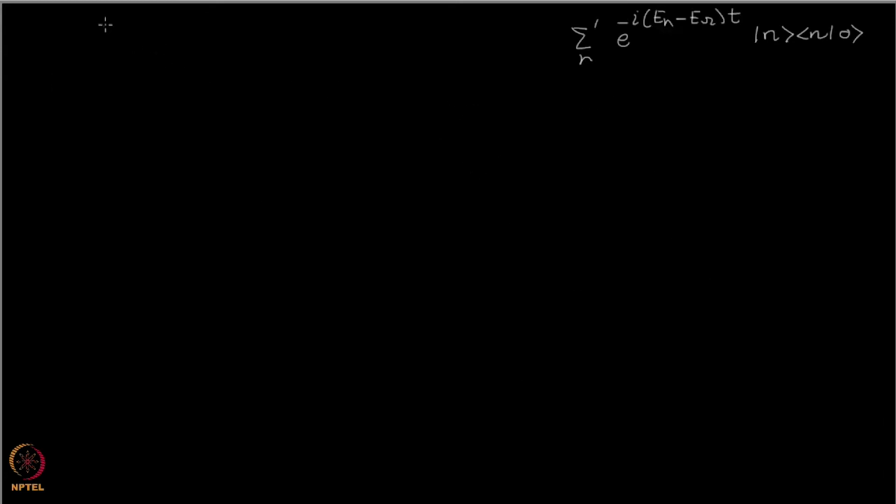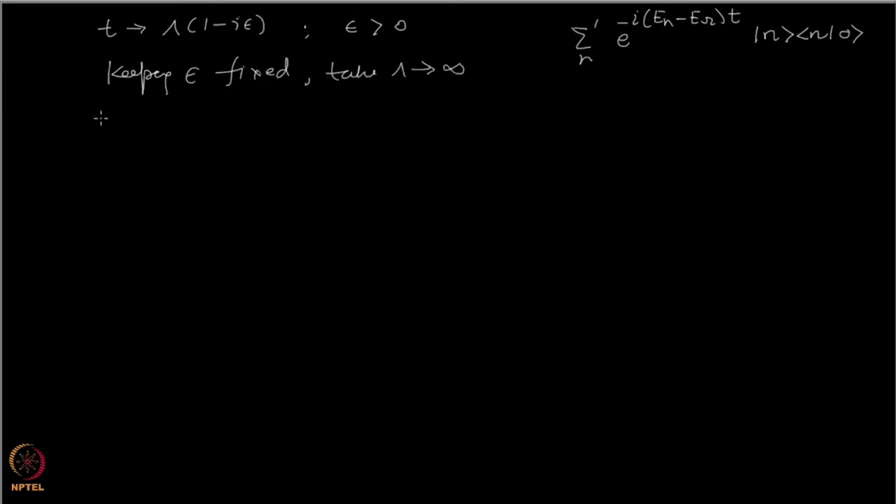And the trick that I want to play is this. I want to take t to be the following, where epsilon is a small positive number, and i is this imaginary piece. So what I have done is I have taken t and given it an imaginary component. Keeping epsilon fixed, a small number, I am assuming epsilon to be small, keep epsilon fixed and take lambda going to infinity limit, and at the end take epsilon goes to 0.